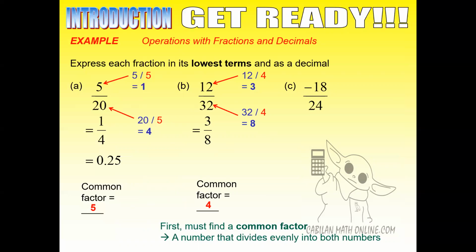Okay. So the next thing that we have here is we're going to take the 3 and the 8 and divide them to each other. So that gives me 0.375.